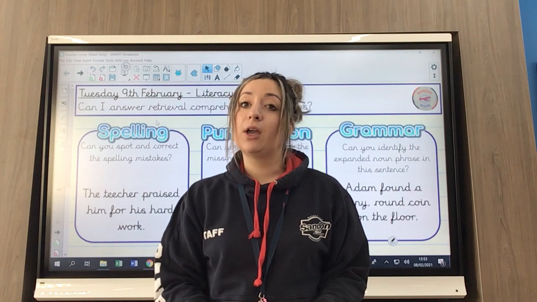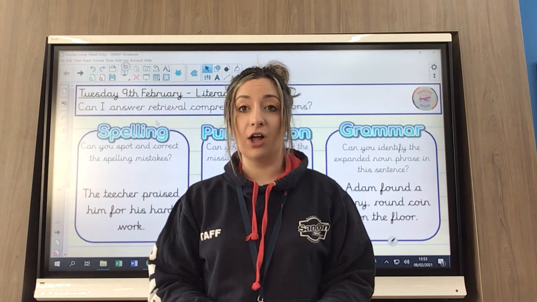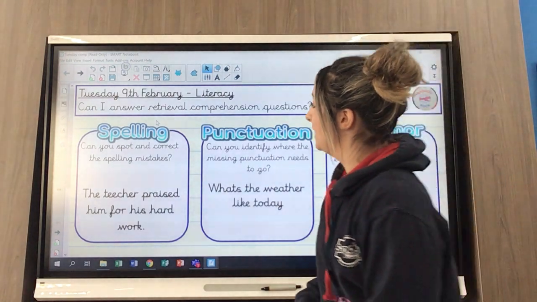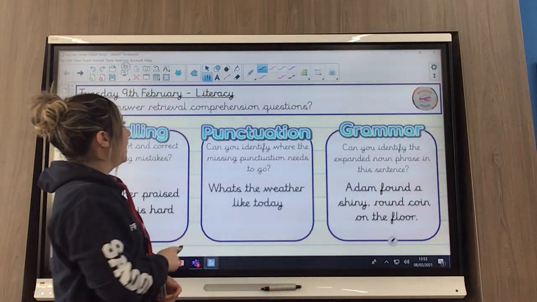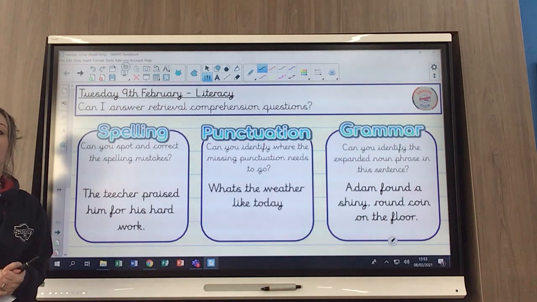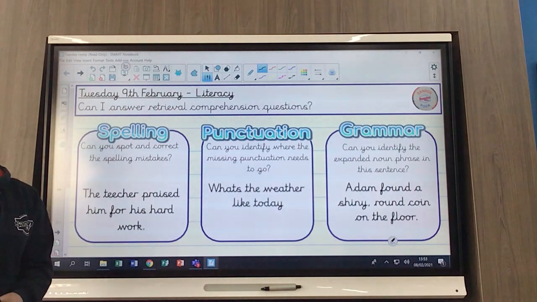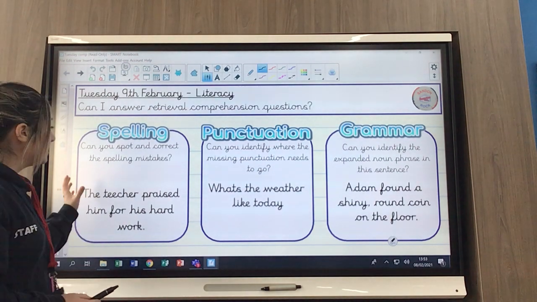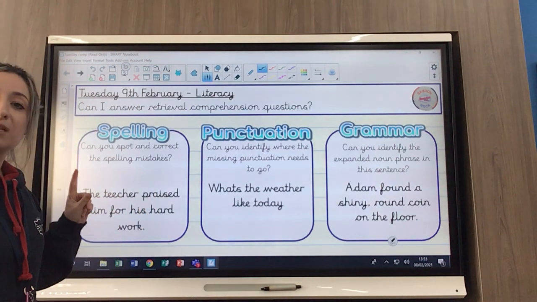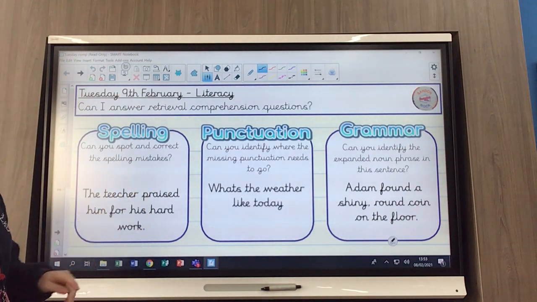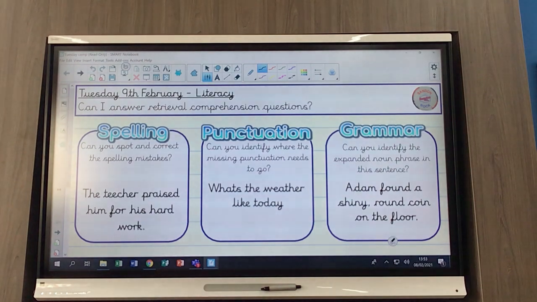Now before we start, we're going to do our spag starter as usual on the board. Okay, so let's start off with our spelling. And for our spelling, I need you to spot my spelling mistake. So I'm going to read you my sentence that I've written on the board. The teacher praised him for his hard work. Okay, so I've got a sentence which makes sense, but I want you to just have a closer look at my spelling error. Okay, so I'm going to read it once more whilst you have a look at home. The teacher praised him for his hard work.